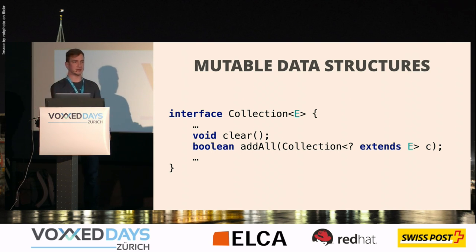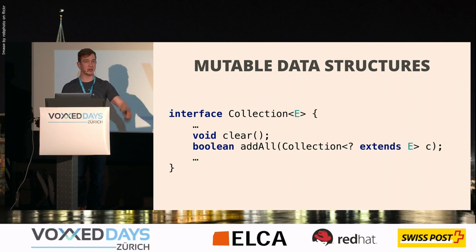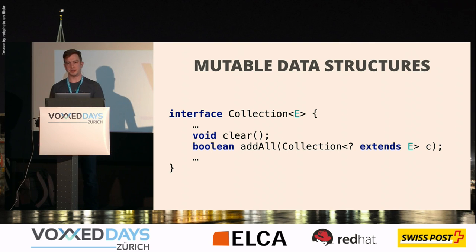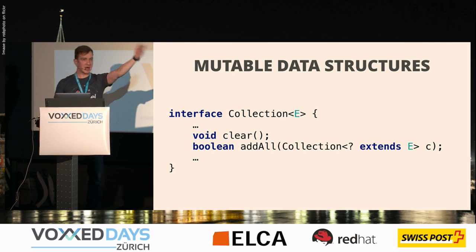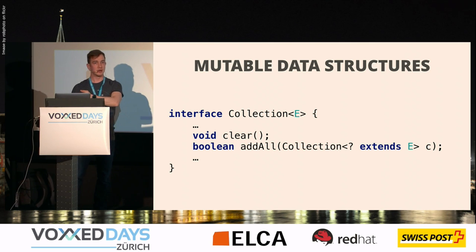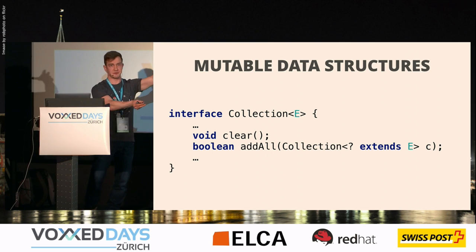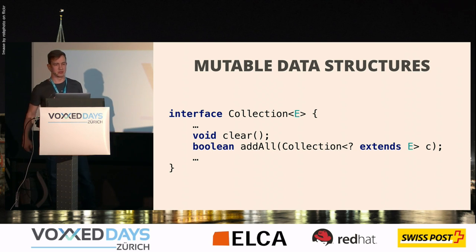So you will find that in the interface, in the API, you have methods that have void as the return type, which is a clear sign that you are dealing with a mutable thing. So if you command an object to do something and it doesn't return anything back, it means that it does something, creates some side effects, operates on some mutable state, and then just comes back to you and says, oh yeah, I did this thing. So mutable data structures is what you know from the JDK library.